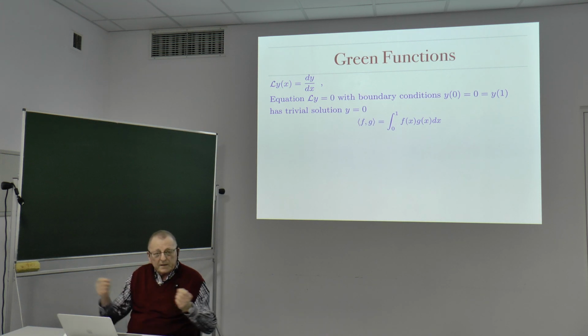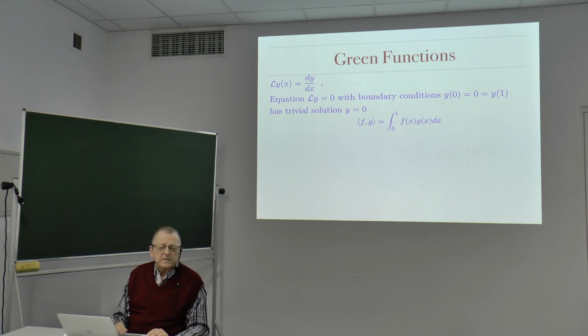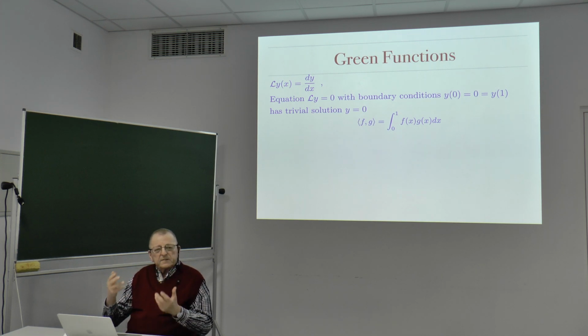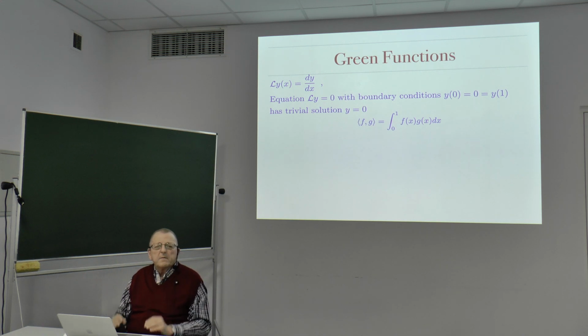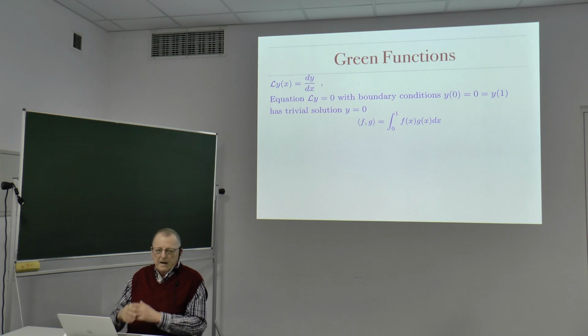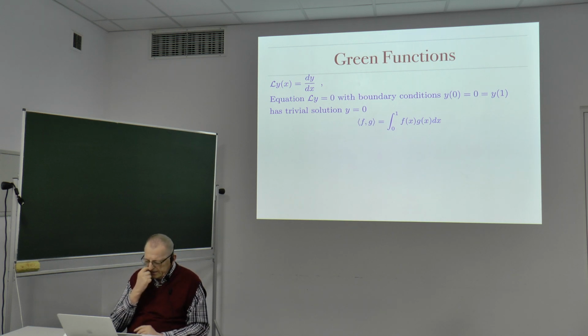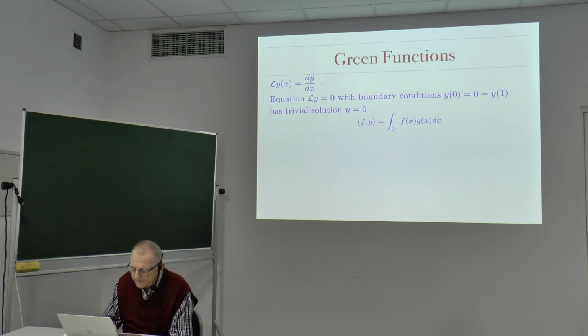I have a set of functions, and I make the set of functions into a vector space by defining how I multiply these functions. That is a definition of a scalar product between these two functions. It is very easy to check that it fulfills all the rules of the scalar product, so everything is fine, and that is my definition.